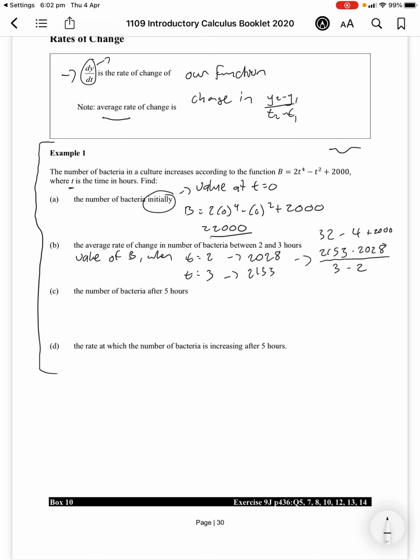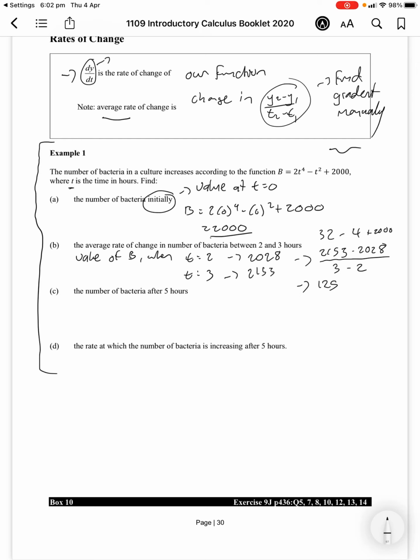So what we've got here is the rate of change. It's essentially asking us to find the gradient manually. And when we type that in, 2153 minus 2028, it's going to be 125. So that means that the rate of change between hours 2 and 3 is 125 bacteria per hour. So you can look at your units here to determine what they're going to end up being.